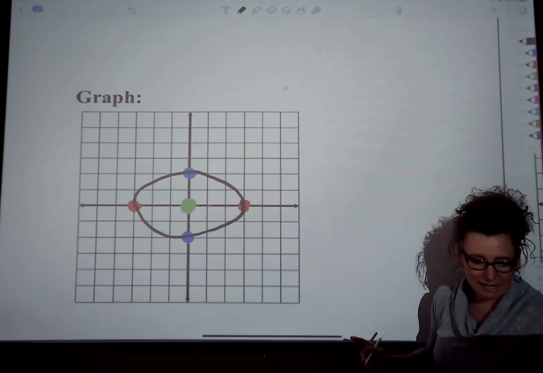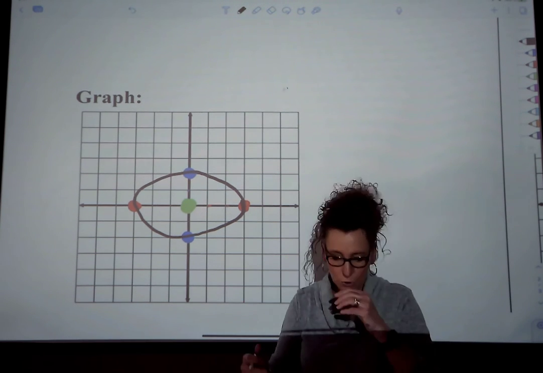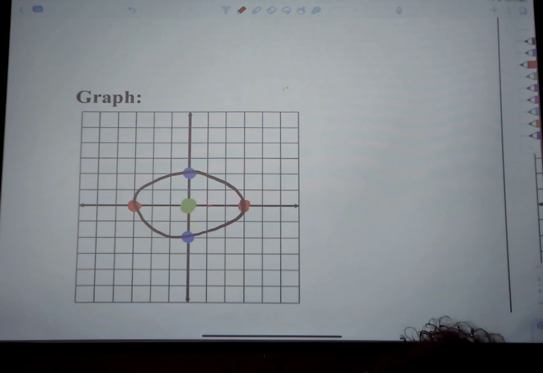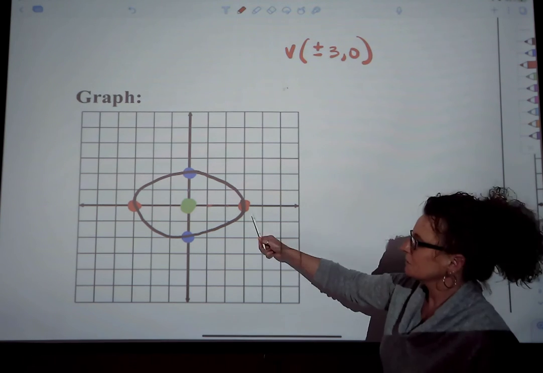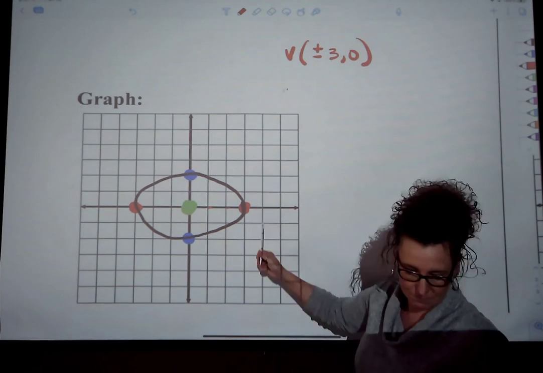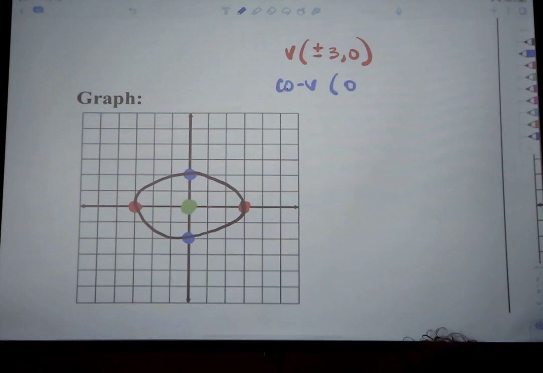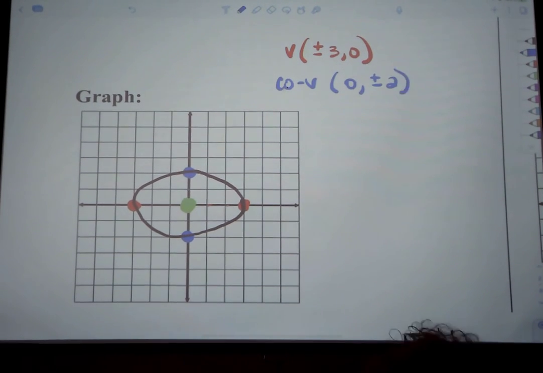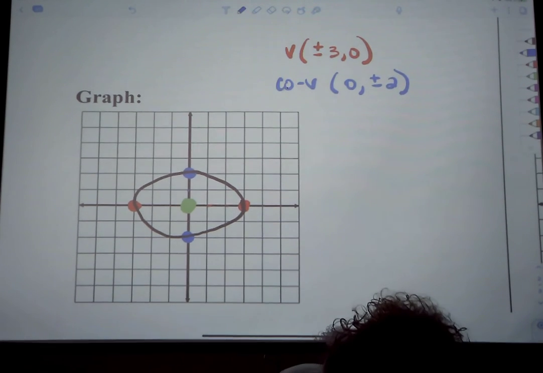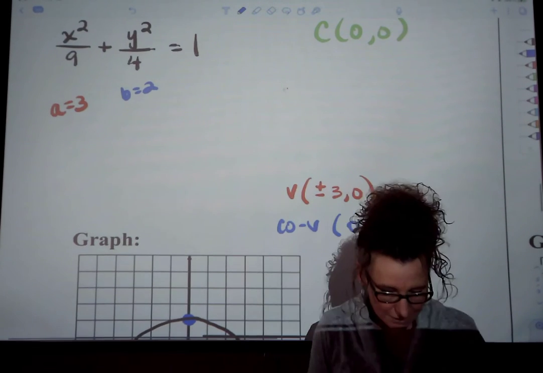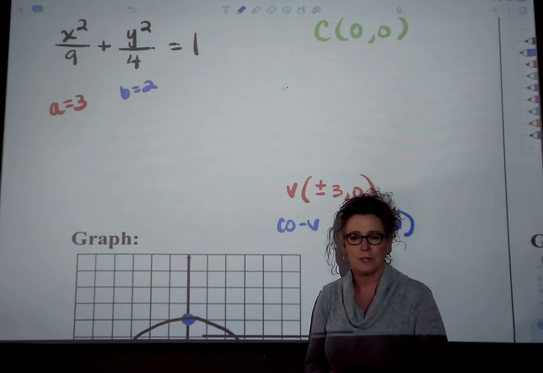Now, it's asking for the points. Give me the ordered pairs. Y'all can do that. So, the vertex is going to be at positive negative 3, 0. Yes, with me? That's the major one. The co-vertices are going to be at 0, positive negative 2. I've already said what the center is. Check, got that.